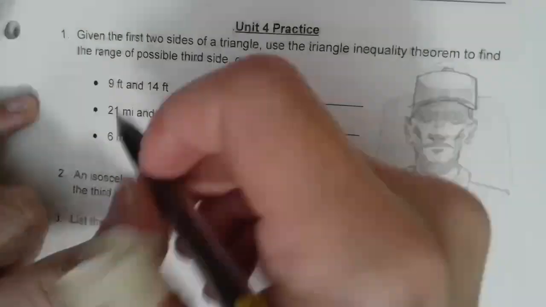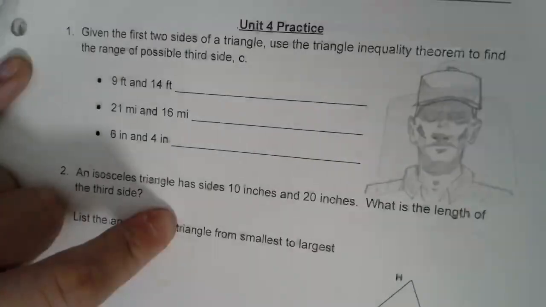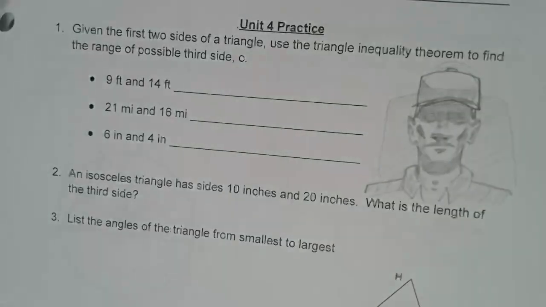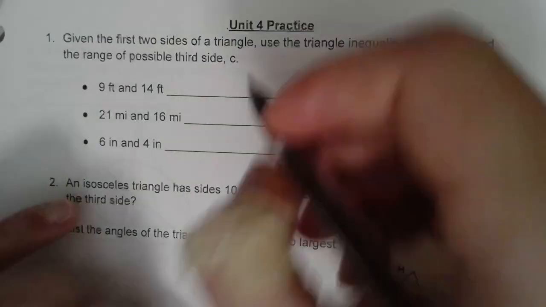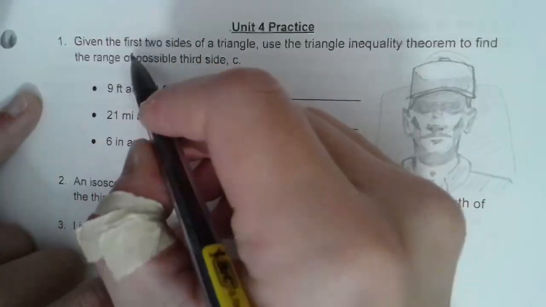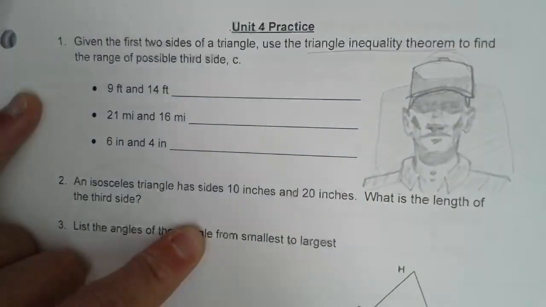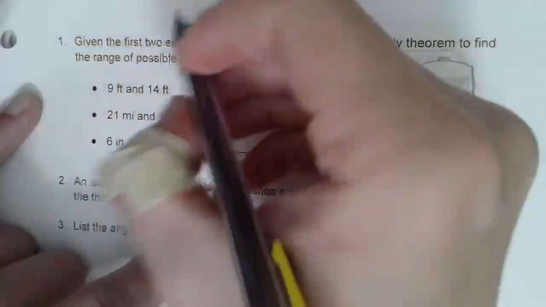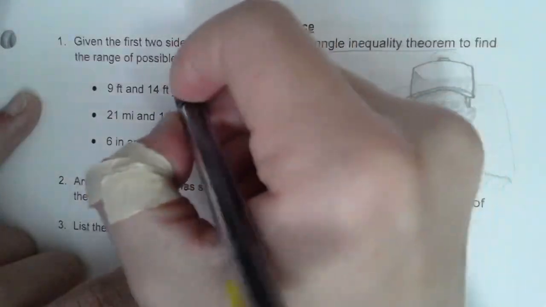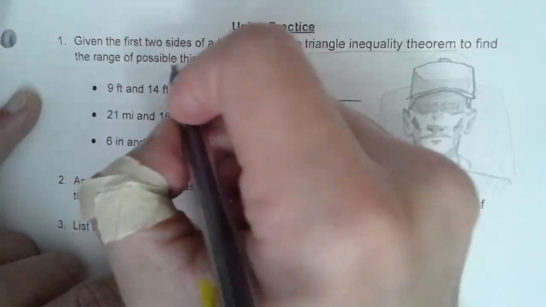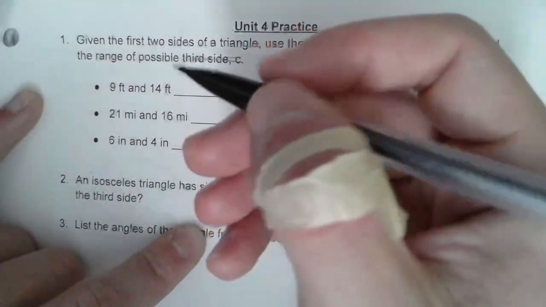Okay, given the first two sides of a triangle, use the triangle inequality theorem to find the range of possible third side C. All these questions sound so funny. I think it means the range of possible values for the third side, okay?